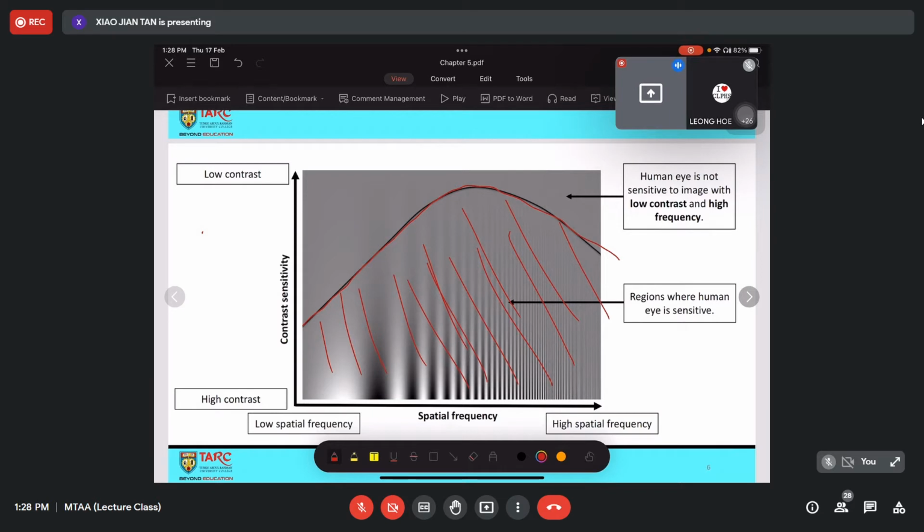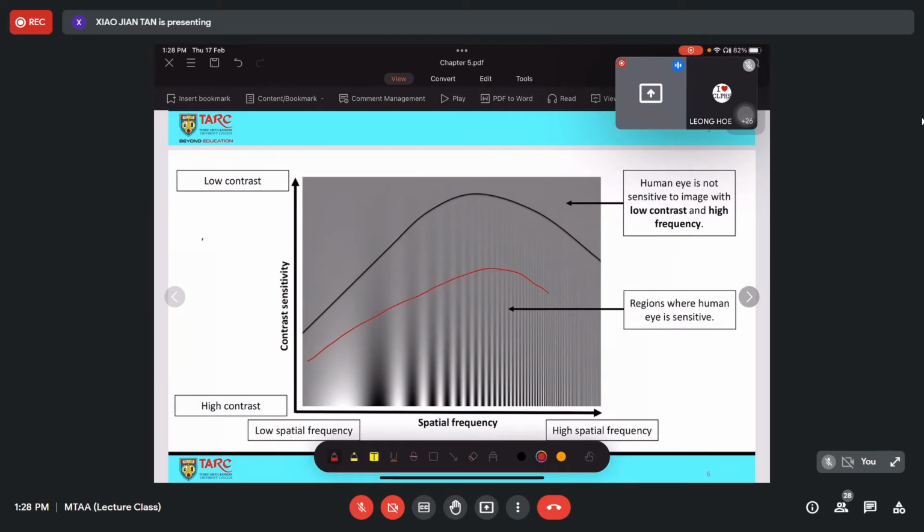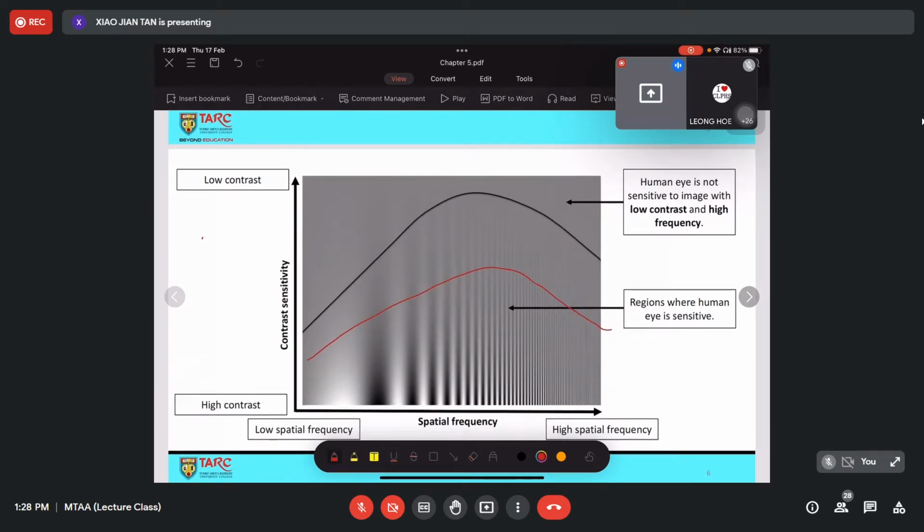Of course, human eye capability is different from one person to another. Because my eye power is very high, maybe my graph is just something like this, I don't know. Maybe someone who has much better eye power may be more sensitive. But anyhow, this would be the norm, the graph showing the norm of the human eye. As you can see, the curve rises up and then goes down.